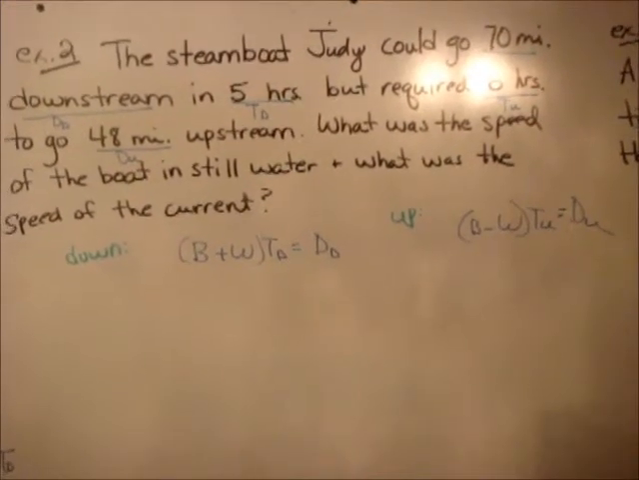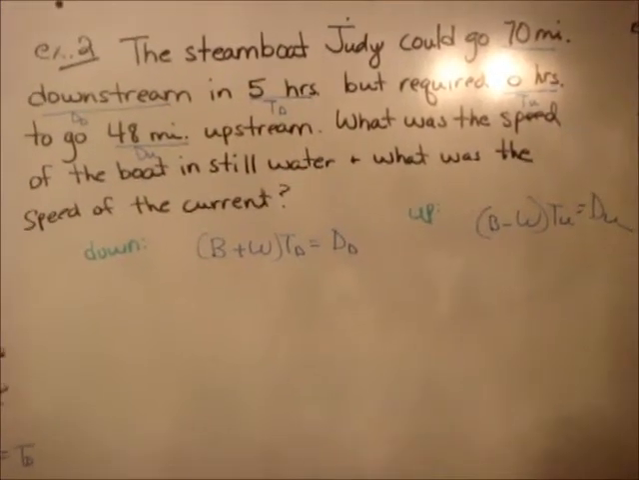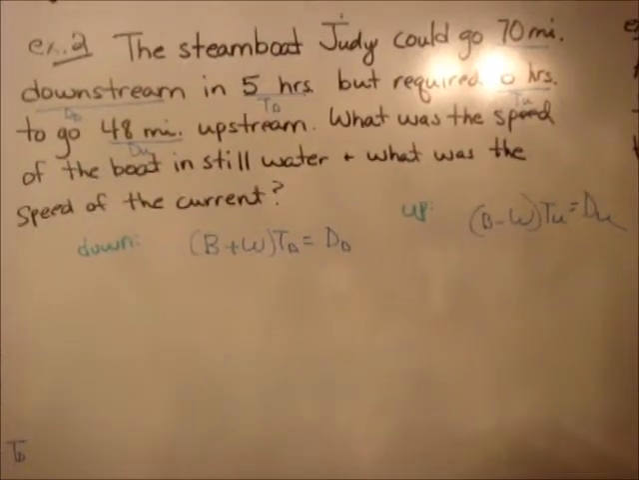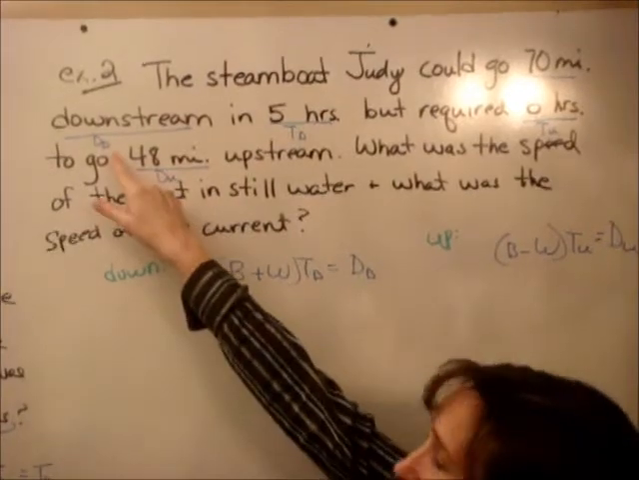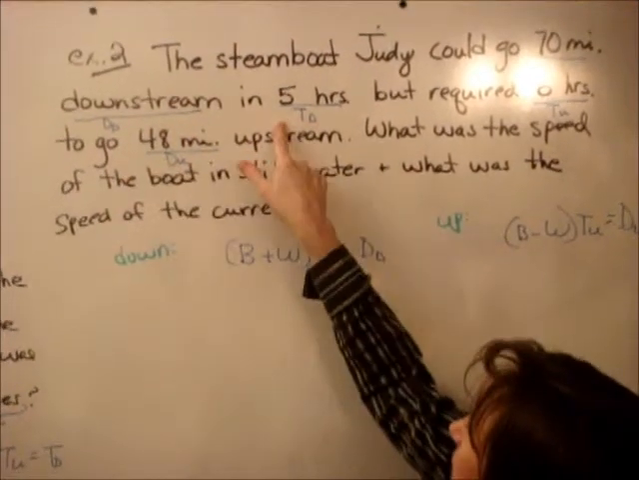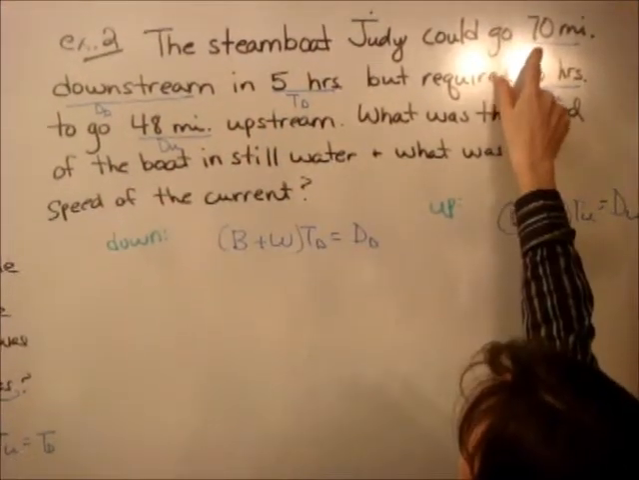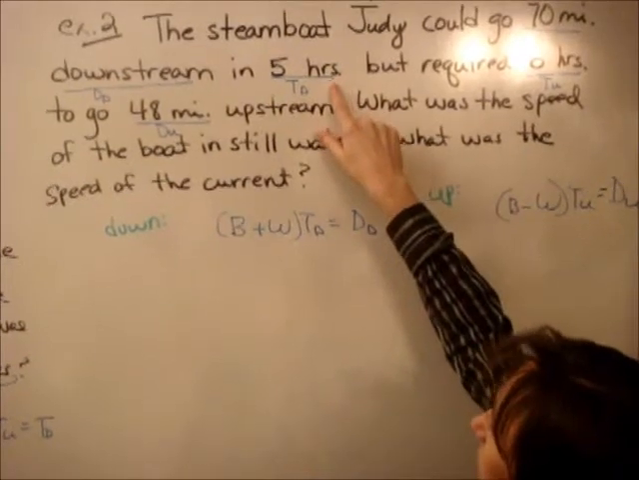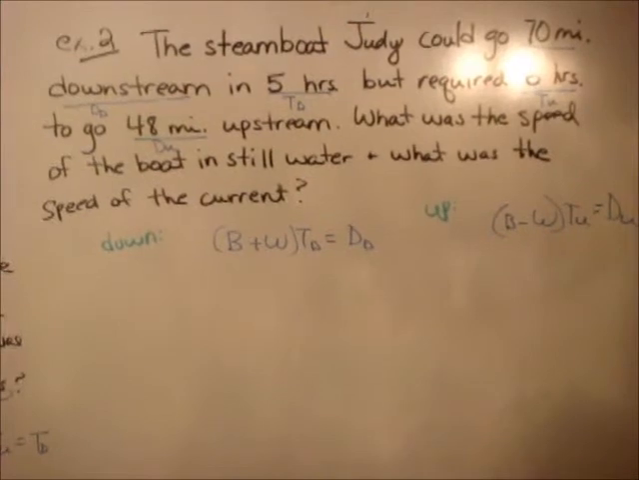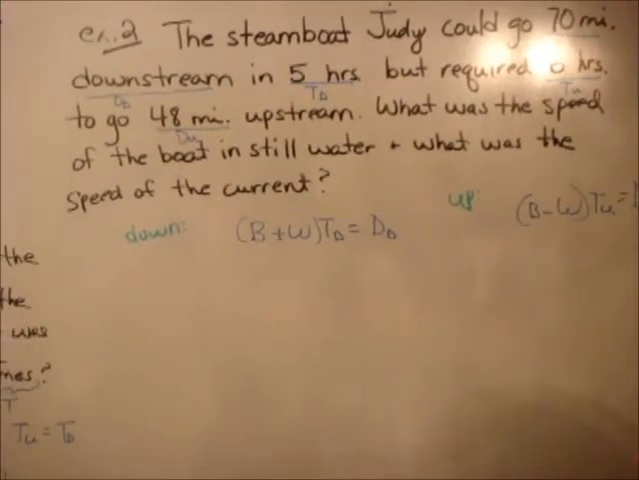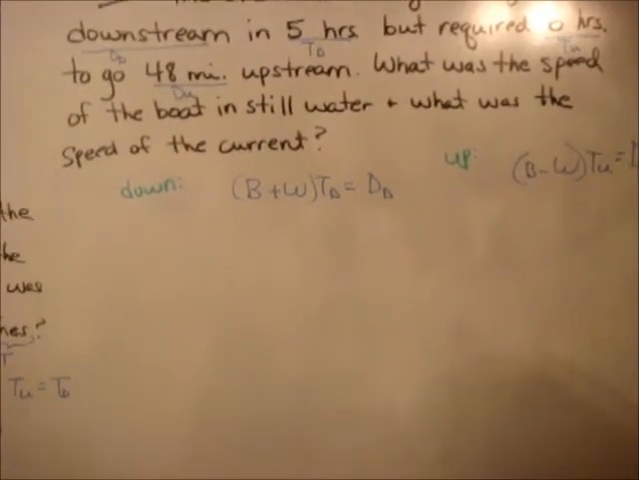So this problem is: the steamboat Judy could go 70 miles downstream in 5 hours. So our distance downstream is 70 miles. Our time downstream is 5 hours. But it required 6 hours to go 48 miles upstream. What was the speed of the boat in still water?